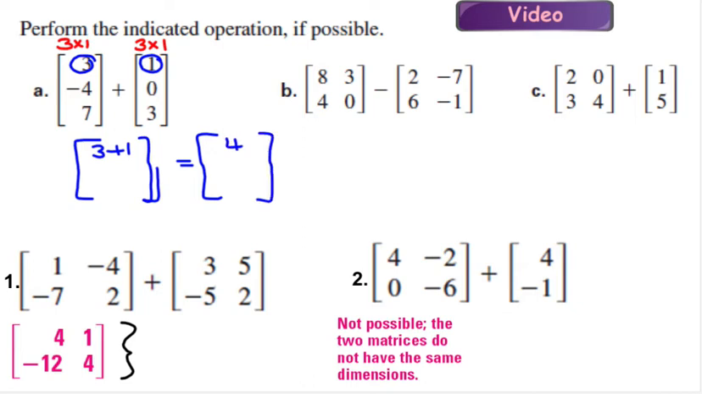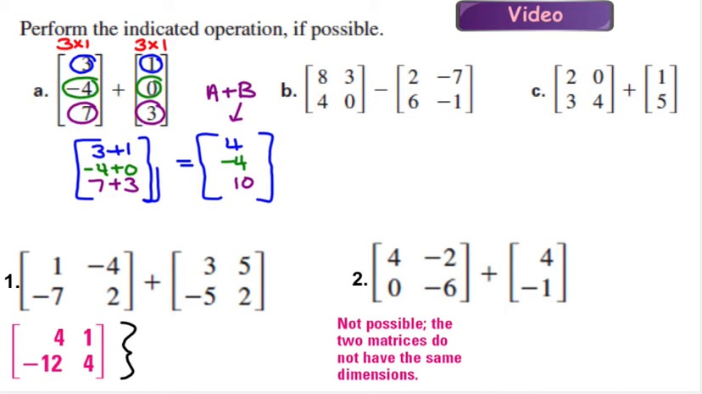All right, now let's go down to the second row. In the second row, we're going to add negative 4 plus 0. Negative 4 plus 0 is negative 4. Then the last row, 7 plus 3, and we get 10. So the result of matrix A plus matrix B is below.